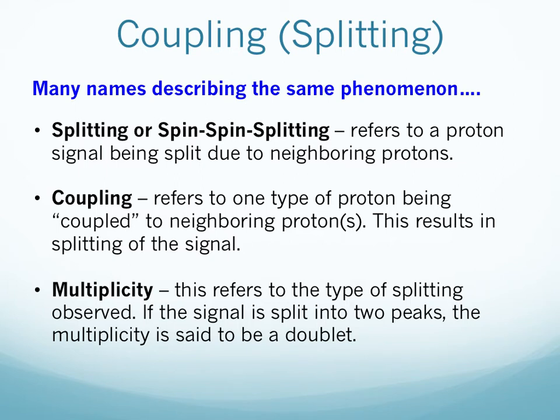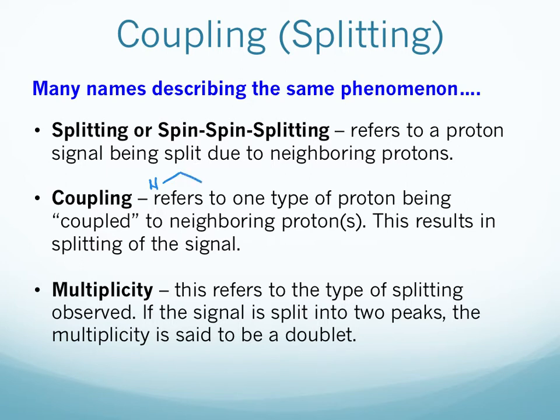There are a few common terms that are used to describe coupling, and they all mean variations of the same thing, but just to parse out the differences. If you hear the term splitting or spin-spin splitting, this just refers to how a signal in the spectrum is being split due to the neighboring protons. If you hear the term coupling, it's really describing the same thing, but it's talking about how the protons on one carbon are coupled with the protons on another carbon.